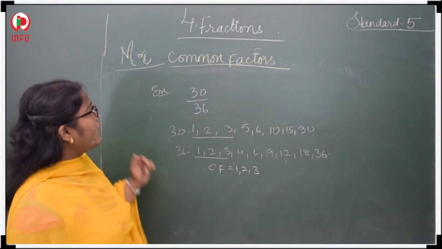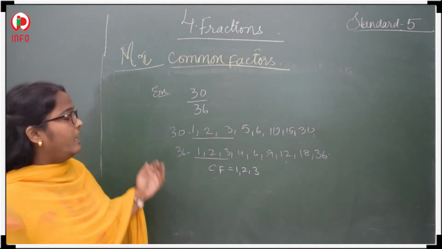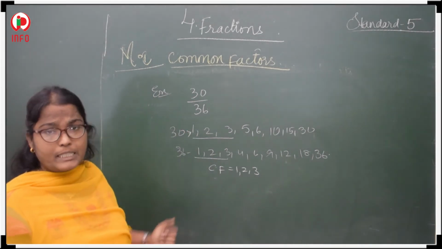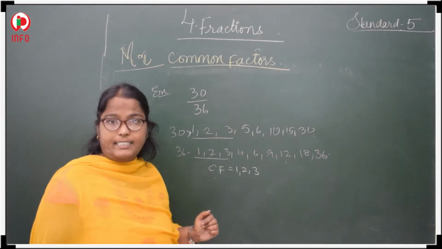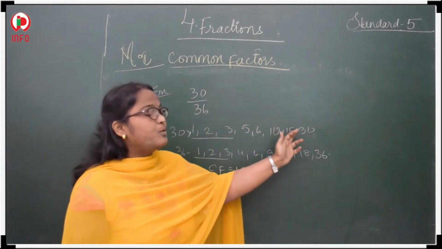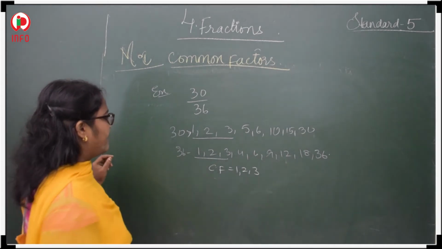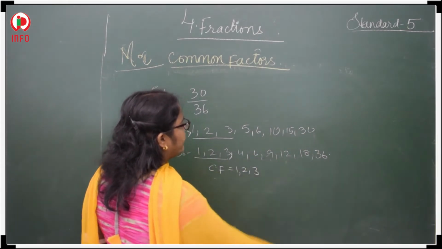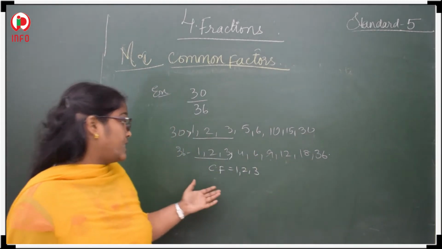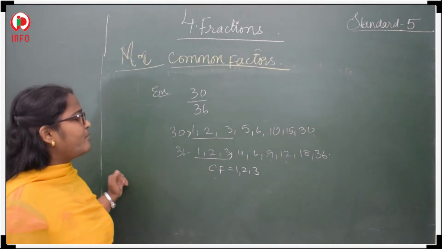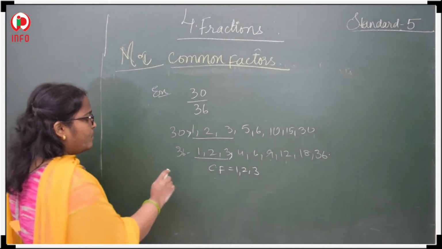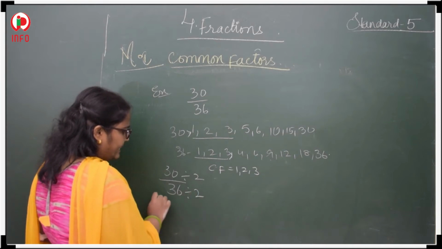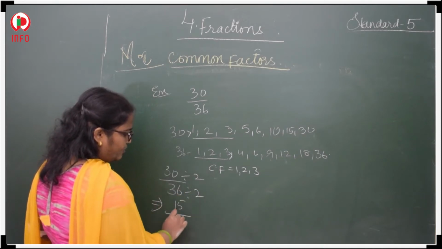So the first example for common factors is 30 by 36. For 30, the factors: 1 table it will go, 2 table it will go, 3, 5 6s are 30, 6 5s are 30, 10 3s are 30, 15 2s are 30, 30 1s are 30. Yes guys? Next, for 36: 1 table, 2 table, 3 table, 4 table, 6 6s are 36, 9 4s are 36, 12 3s are 36, 18 2s are 36, 36 1s are 36. So what are the common factors, children? 1, 2, 3. So now I would like to divide with 2, so how much will I get? 2 15s are 30, 2 18s are 36.